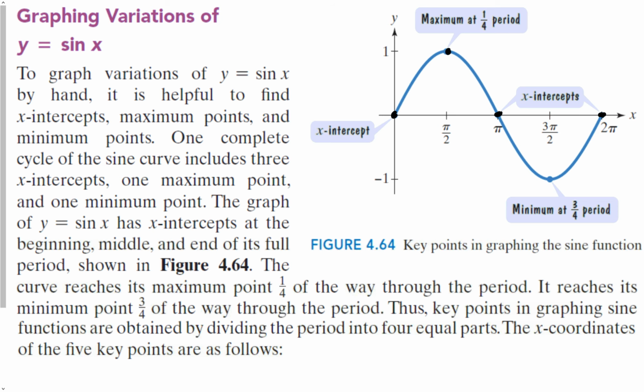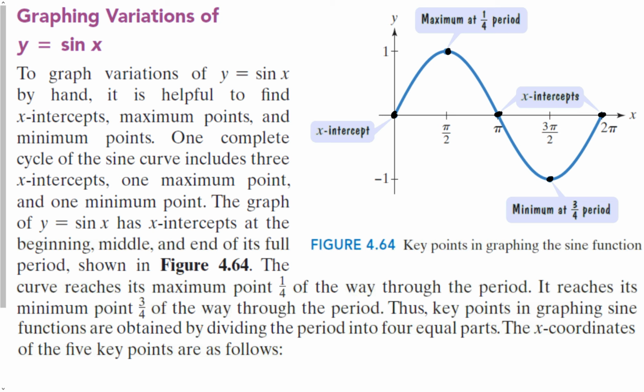Maximums and minimums. If we look at one cycle, one period of the sine function, we are going to have 3 intercepts, a max, and a min. And as we go left to right, it's going to go intercept, max, intercept, min, intercept.